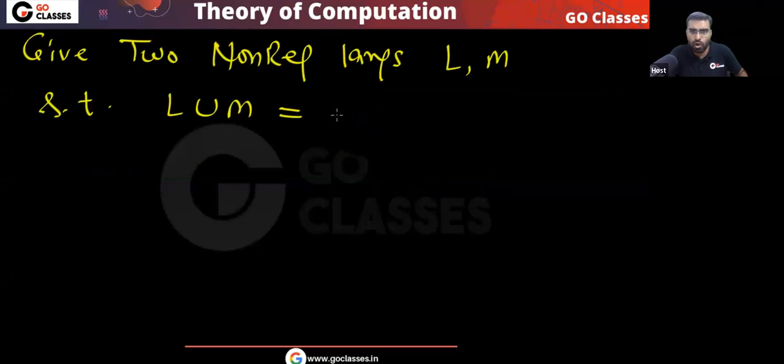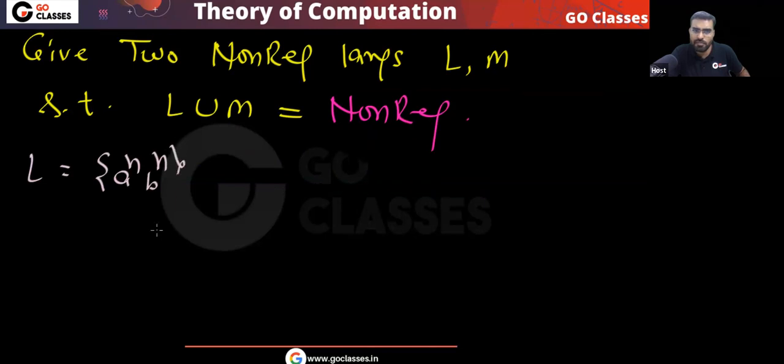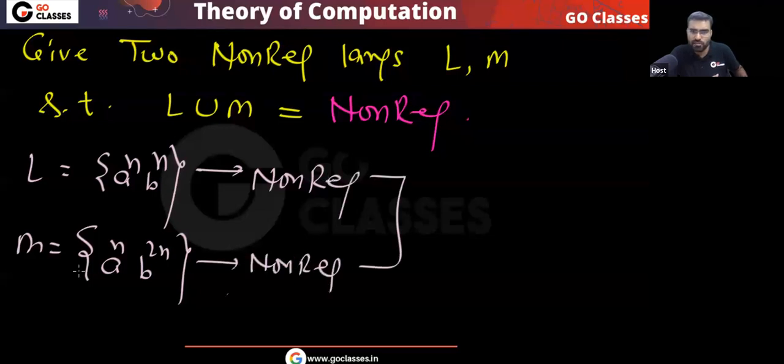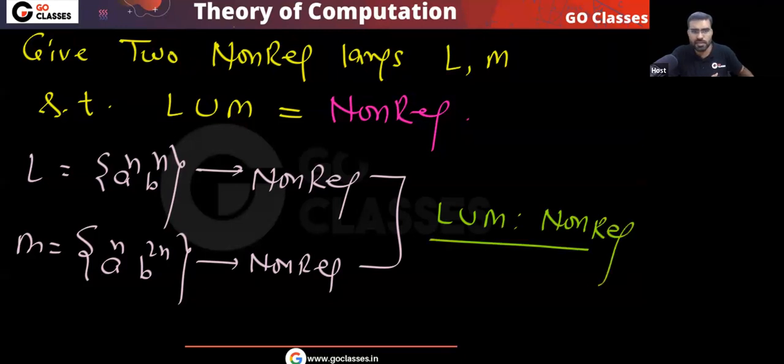Can you give me two non-regular languages whose union is non-regular? Yes, that is quite simple. You can take L equal to a power n, b power n, and M equal to a power n, b power 2n. This language is not regular, and this language is also not regular. What is their union? That is also not regular. Is this clear? So very easily you can do this.